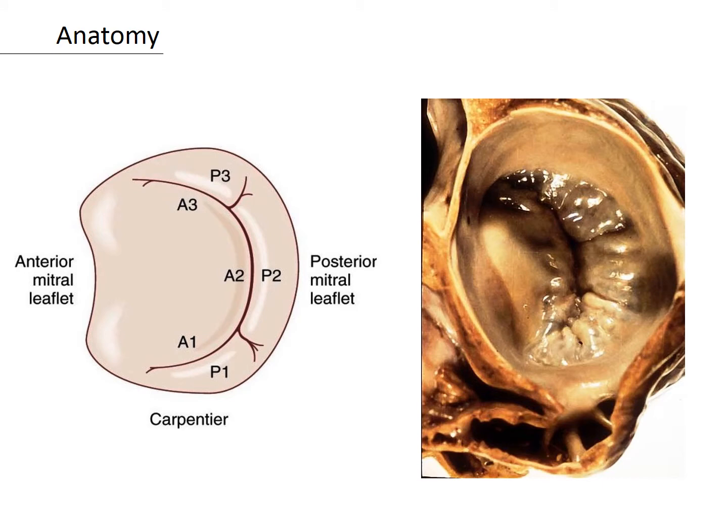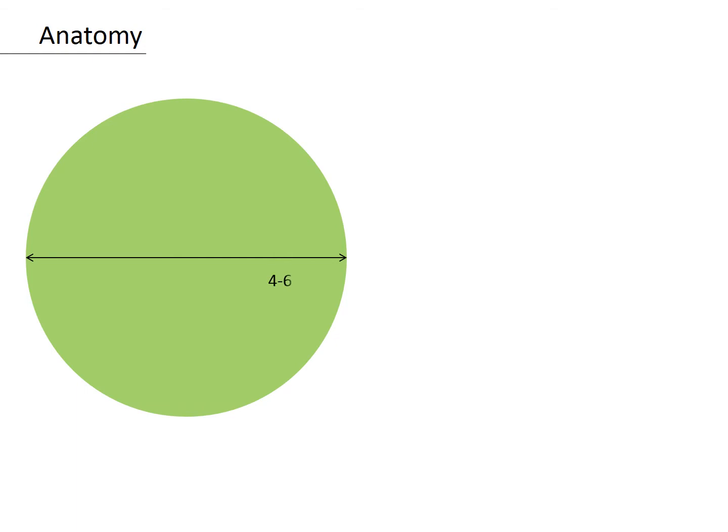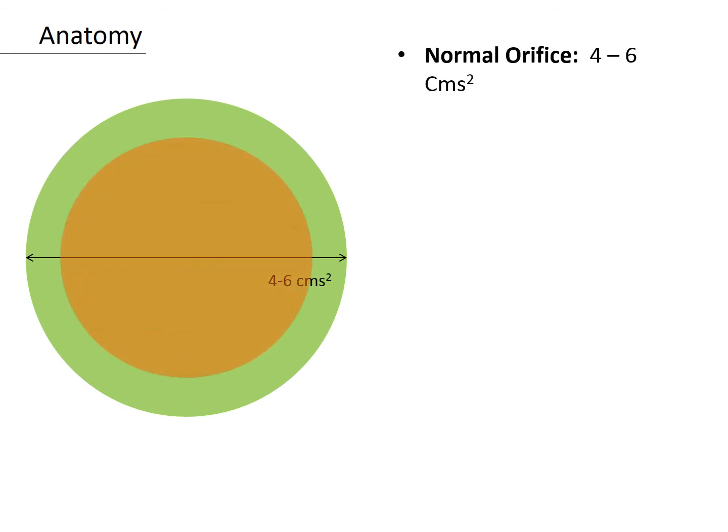Let's now revise the anatomy of the mitral valve. The mitral valve consists of an anterior leaflet and a posterior one. The anterior mitral leaflet is divided into three scallops or segments, A1, A2, and A3, while the posterior leaflet consists of three scallops or segments, P1, P2, and P3. Scallop 1 is the most lateral, while scallop 3 is the most medial. The normal mitral valve orifice is between 4 and 6 centimeters squared.